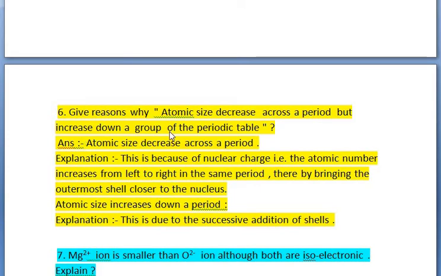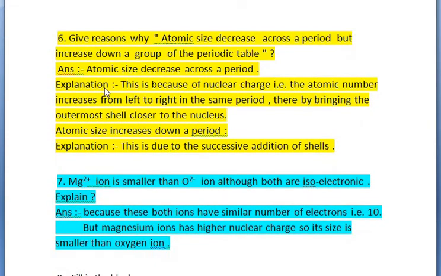Now moving on to the next question: give reasons why atomic size decreases across a period but increases down a group of the periodic table. So you know the answers. Why does the atomic size decrease across the period? This is because nuclear charge, that is the atomic number, increases from left to right in the same period, thereby bringing the outermost shell closer to the nucleus, as we discussed earlier.